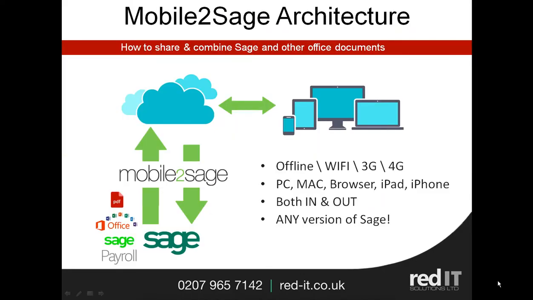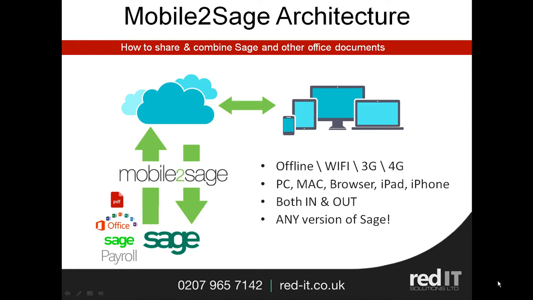So what's Mobile2Sage? Well, Mobile2Sage is an architecture which allows you to share information from your office with users outside of the office securely. So it could be things like office documents as well as Sage data. In this particular case, I'm going to be showing how to enter timesheets on an iPad, but it can work on an iPhone or Mac or a PC. And it works for both data in and out of Sage.